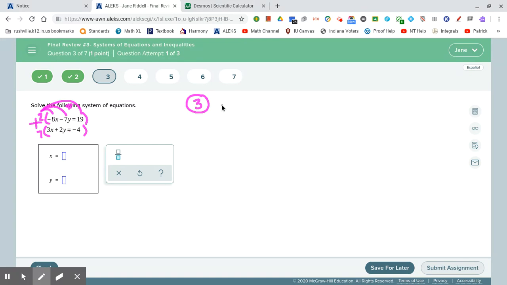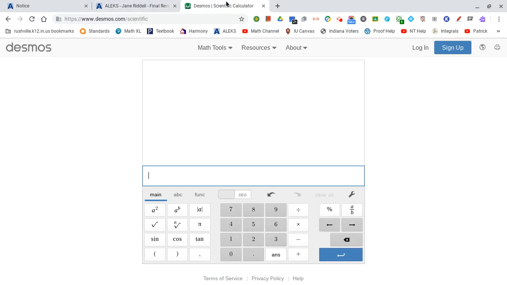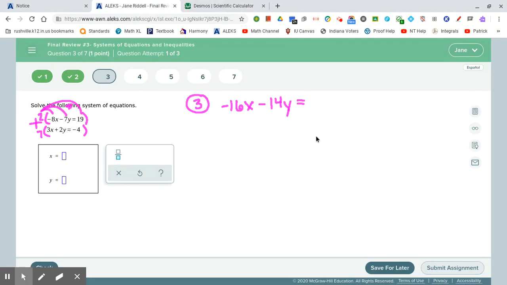And so 2 times negative 8x is going to give me negative 16x. 2 times negative 7y is going to give me negative 14y. And then equals 2 times 19, again, I've been saying it, please make sure that you use a calculator to help with the basic arithmetic, but 2 times positive 19 is going to give me positive 38. Then my second equation, everything gets multiplied by 7. So 7 times 3 is positive 21. It still has an x. 7 times 2y is going to give me positive 14y. Equals 7 times negative 4 is negative 28.